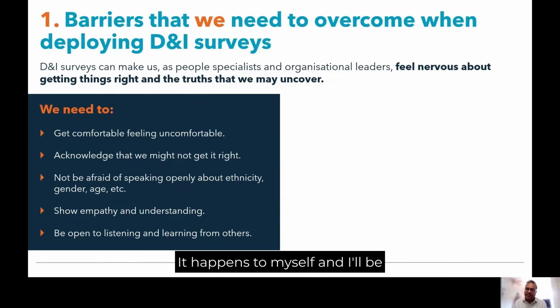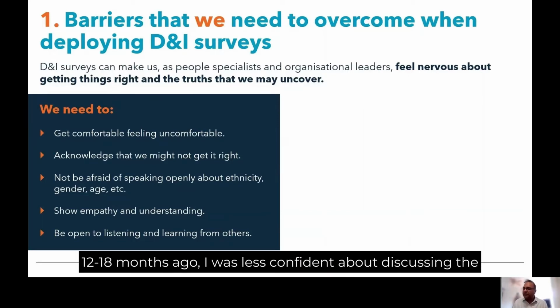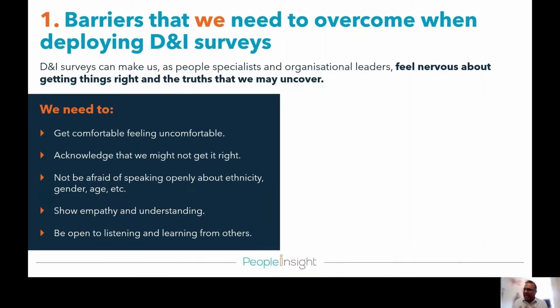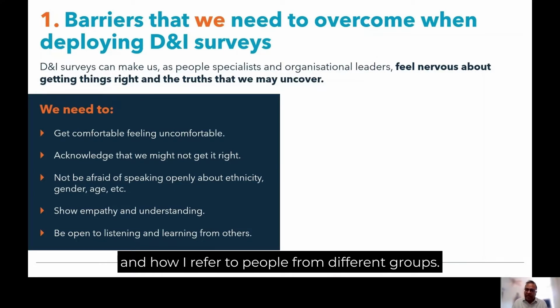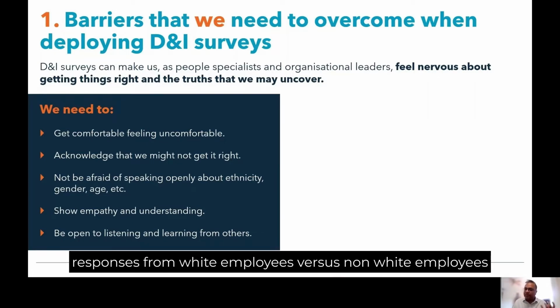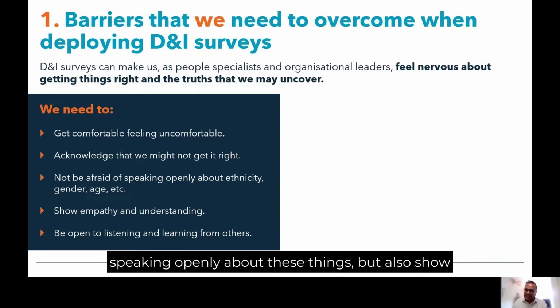It happens to myself, and I'll be really honest and talk openly about it. 12, 18 months ago, I was less confident about discussing the topic of D&I with leadership teams that I work with and how I refer to people from different groups. It's been a personal journey of getting comfortable with how I talk about perhaps responses from white employees versus non-white employees or people of different age groups. But it's part of the journey. It's a part of what we have to overcome to make a difference. So we need to not be afraid about speaking openly about these things, but also show empathy and understanding in how we do that.